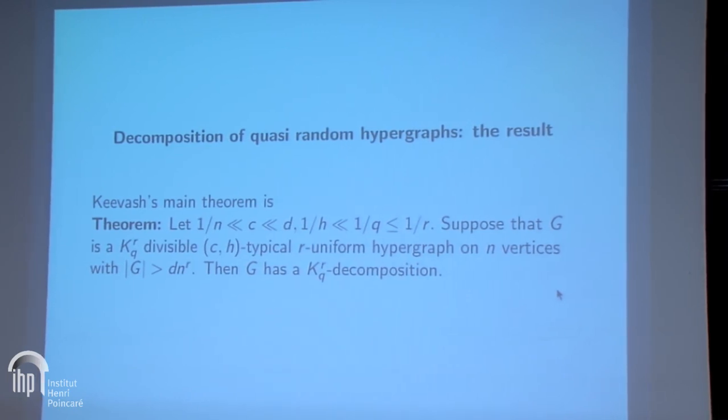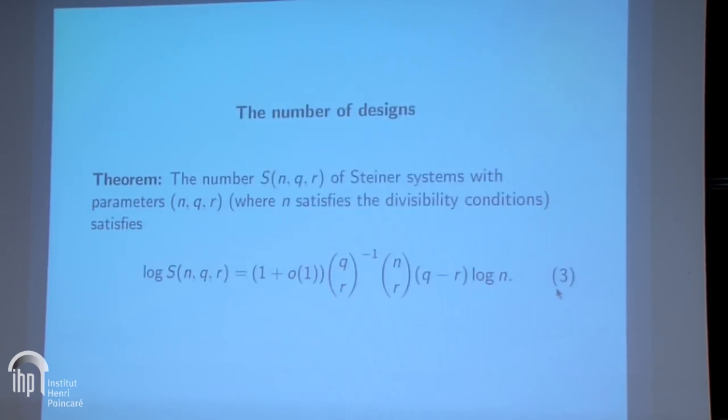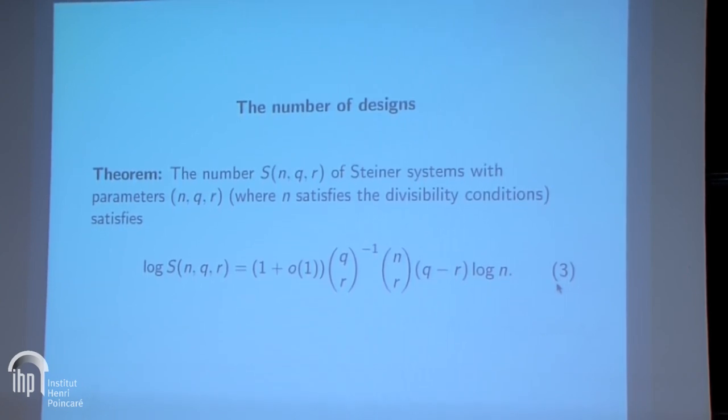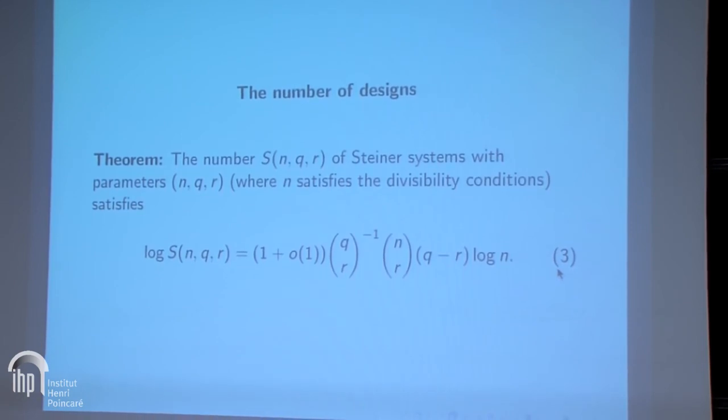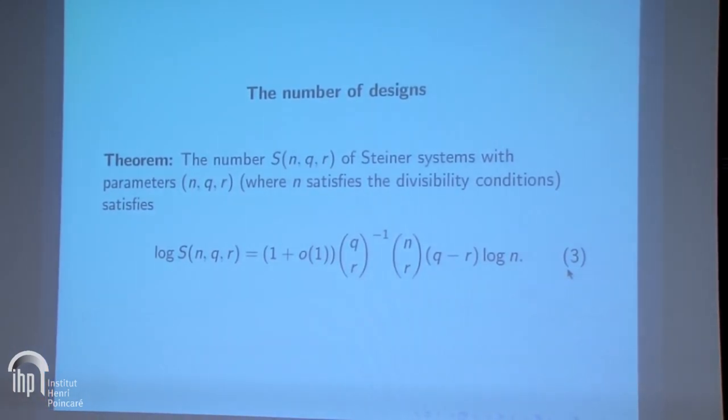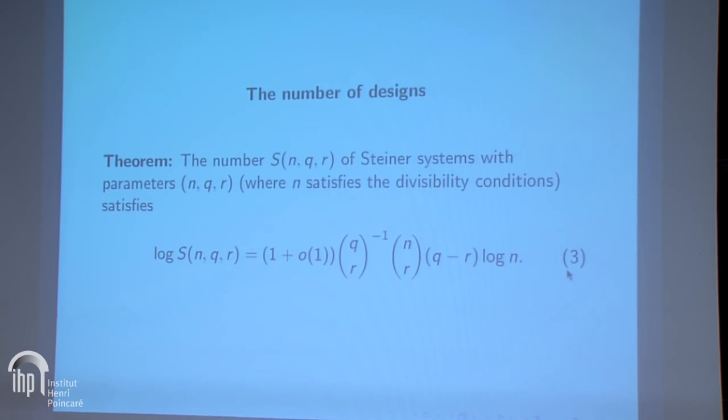Okay, so I want to impress you by Keevash's general theorem, but then I will tell the special case. Now, although designs were not known 18 months ago to exist at all, with the new technique we can actually tell a fairly good estimate about the number of designs. And another theorem, which again also applied to the greater generality of the previous theorem, but I'll just mention it here. The number of Steiner systems with parameters n, q, and r, when n satisfies the divisibility condition, satisfies the following relation. The log of this number is 1 plus little o of 1, times q choose r to the power minus 1, n choose r times q minus r times log n.